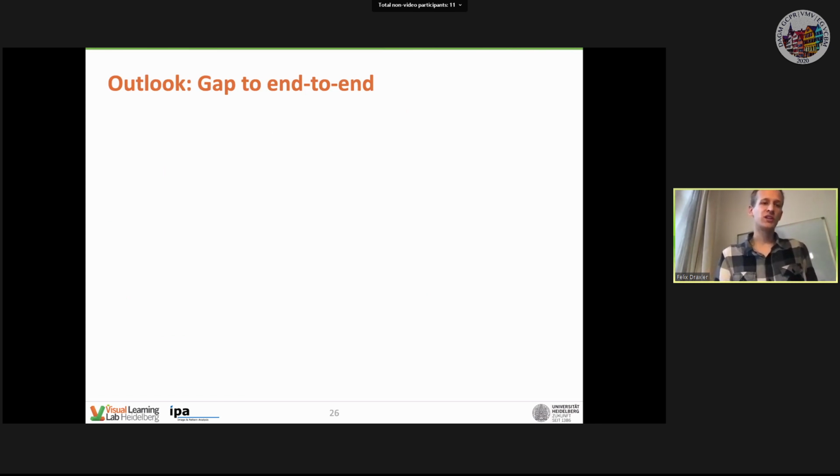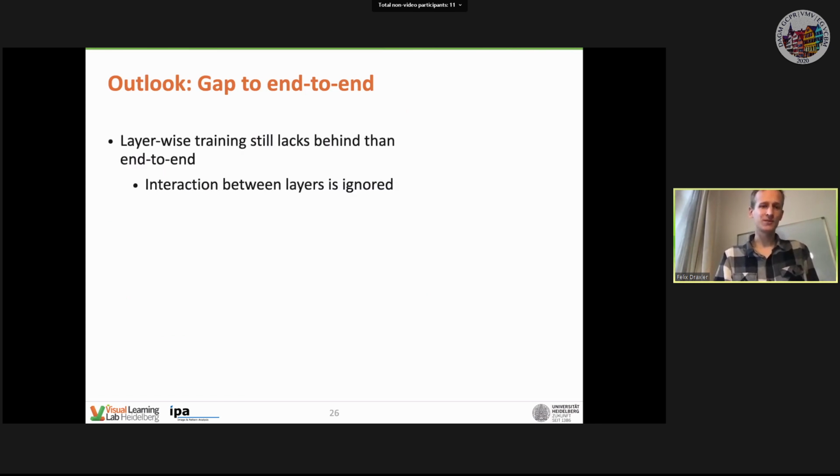Now, obviously there's a gap to end-to-end training. So layer-wise training still lags behind. And it's kind of obvious because our theory only considered how we can treat a single layer. So probably this wasn't even to be expected. And the reason will be that interactions between layers are ignored. We started with training 1 layer, then we froze that layer and learned the second layer. So there's no interaction.